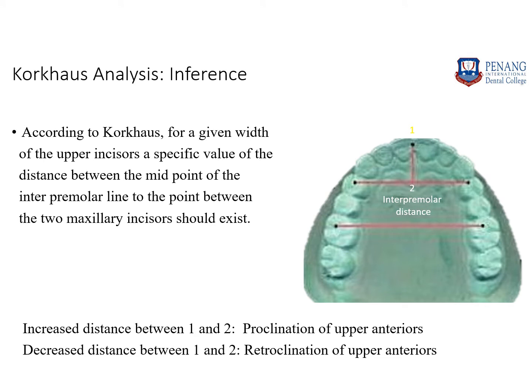So what do you infer from Korkhaus analysis? Basically, it is the distance between 1 and 2. 2 is the midpoint of the interpremolar distance, whereas 1 is the midpoint between the two central incisors. This distance between 1 and 2 will increase if there is proclination of the upper anteriors. If the distance is less, or if the teeth are retroclined, you will see the distance to be shorter.